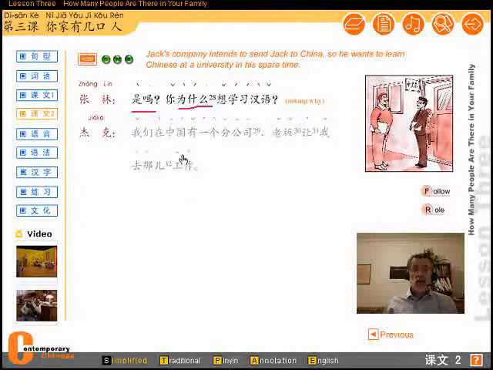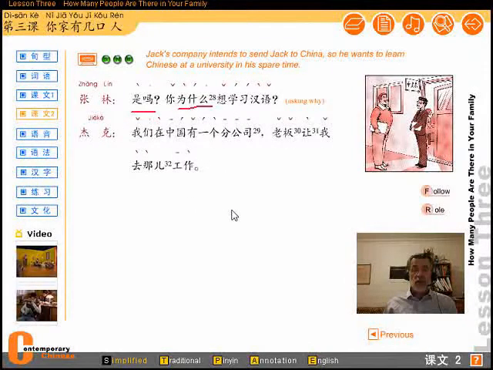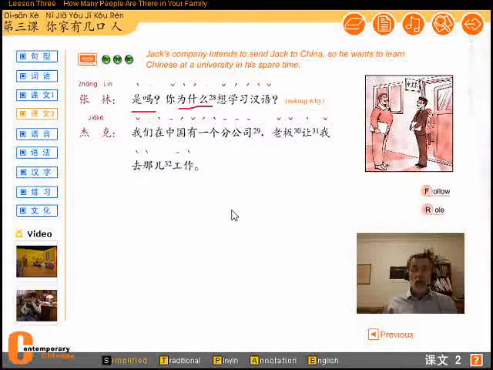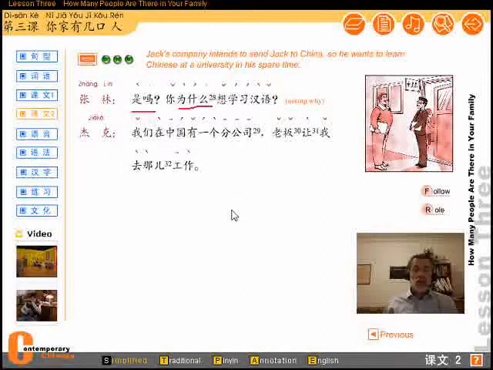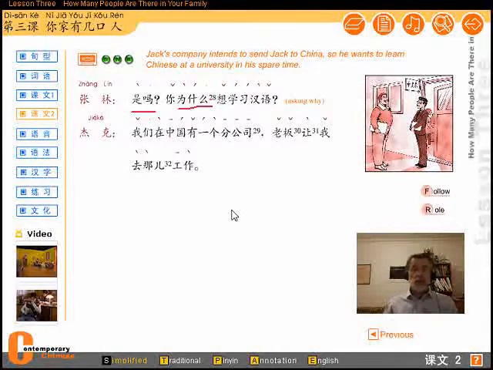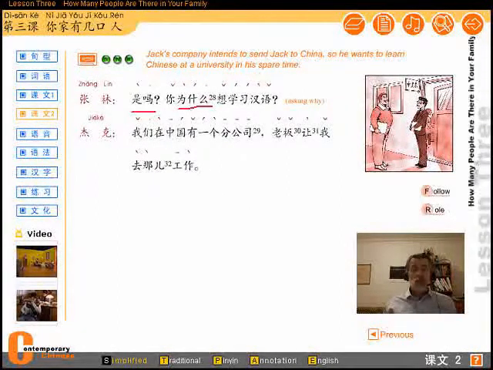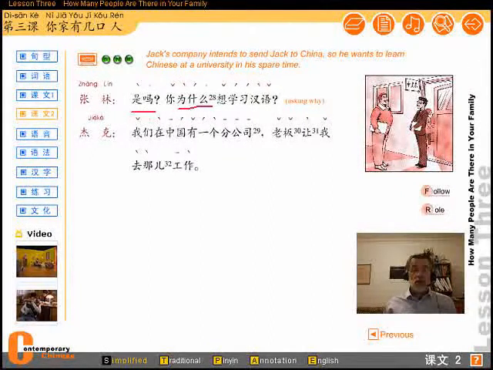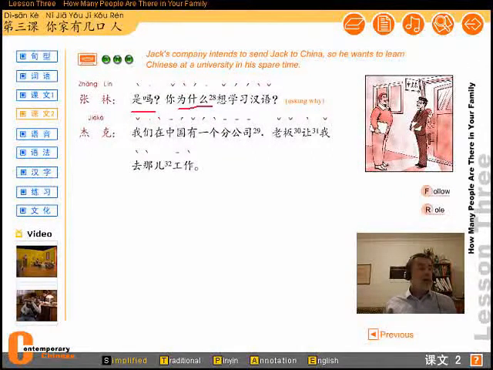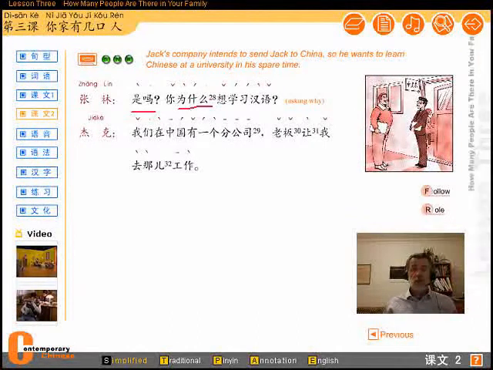Okay, so Jack has split up his reply into 2 parts. So let's look at the first part. 我们在中国有一个分公司. So I think by now for you guys that sentence is probably fairly straightforward. We have a 分公司, which was a new word this lesson, a branch company in China.